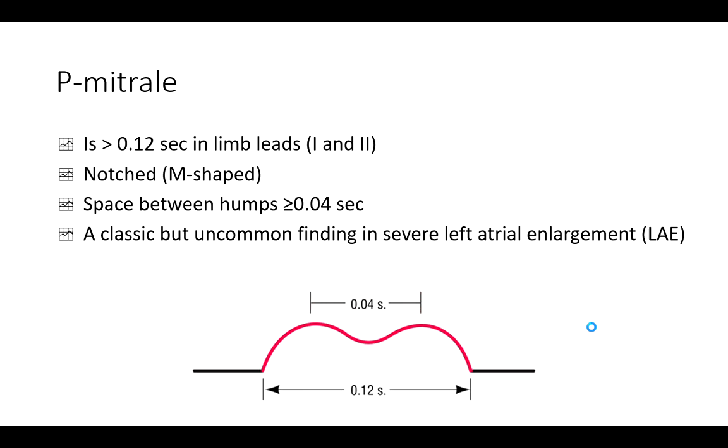So the notching here is caused by prolonged conduction times required to transmit the impulse through an enlarged left atrium. So when we see this particular notching, then it may be very clear to us, perhaps this person has severe left atrial enlargement. If they have left atrial enlargement, remember that discussion about, think about the system in reverse?